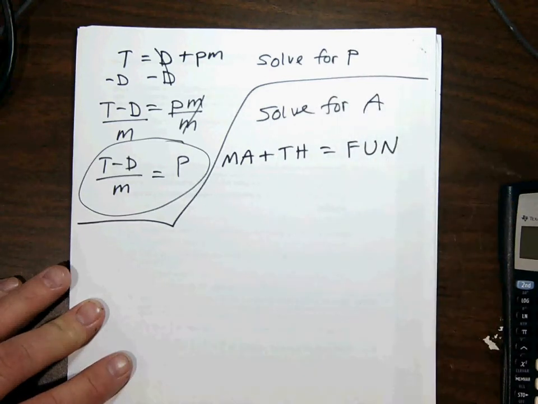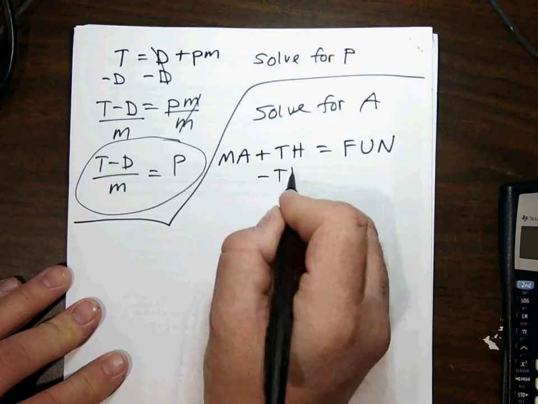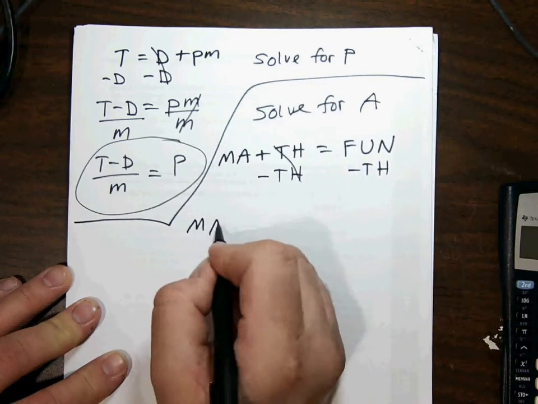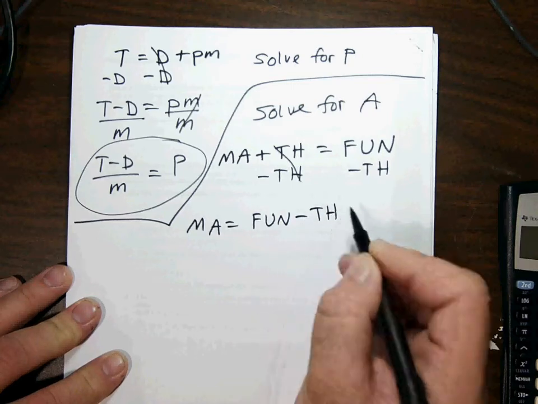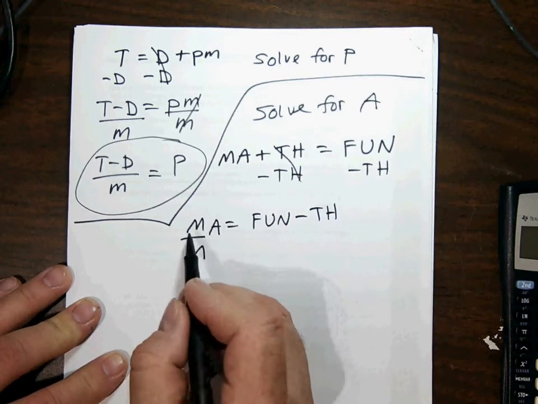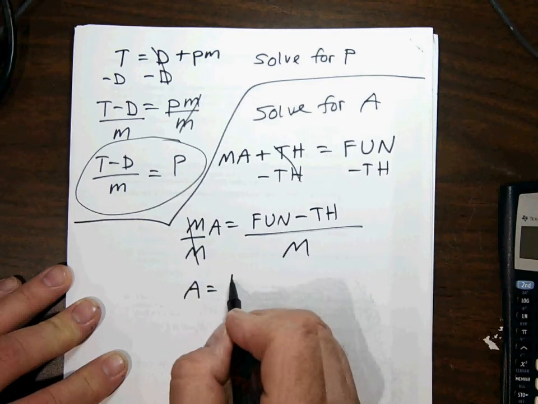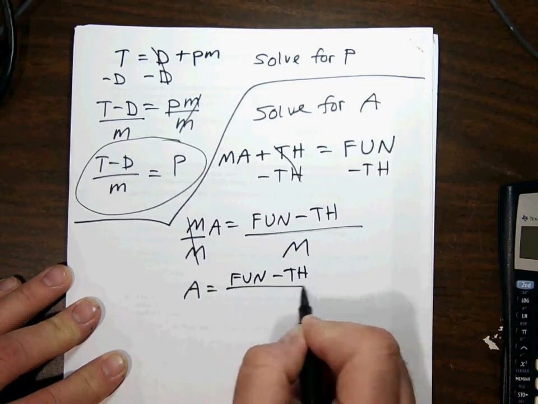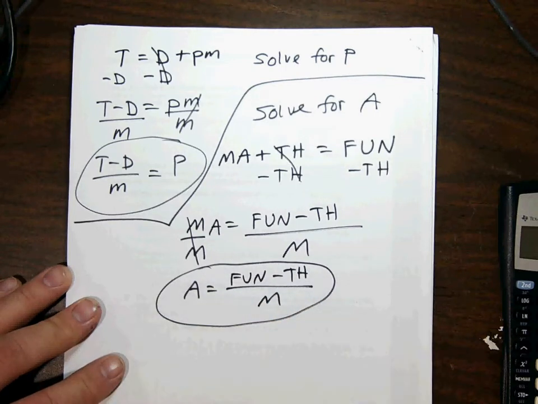What am I going to do? I'm solving for A. That means first I've got to get the TH out of there, subtract it away. MA equals FUN minus TH. Then I'm going to divide by M, right? Solving for A, divide everybody by M. FUN minus TH, all divided by M. That's how I would solve for A. Okay?